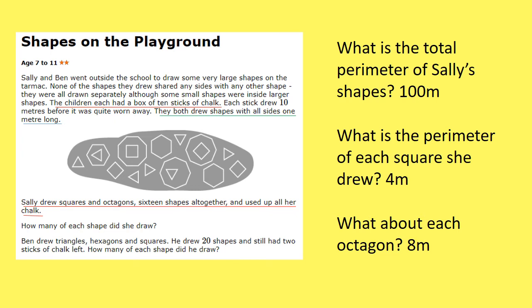So if Sally used up all of her chalk, the total perimeter of all of her shapes must be 100 metres. And if the side of each shape is 1 metre, then the perimeter of each square she draws is 4 metres, and the perimeter of each octagon she draws must be 8 metres.